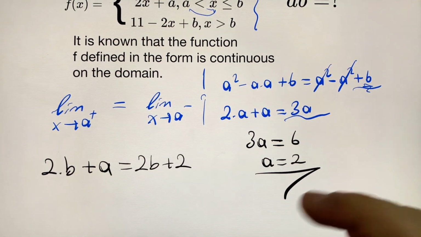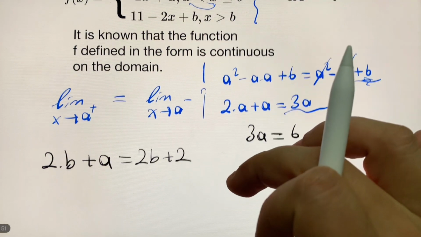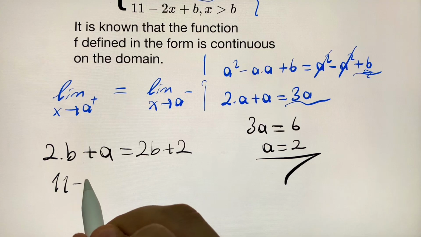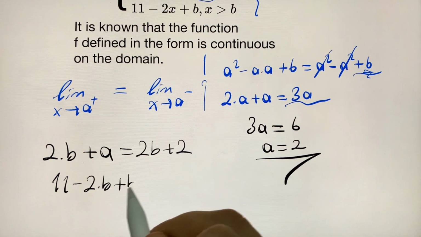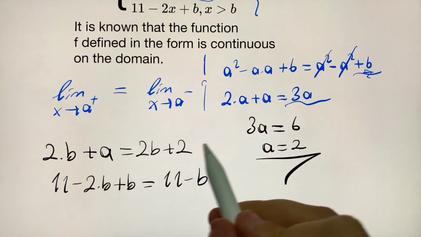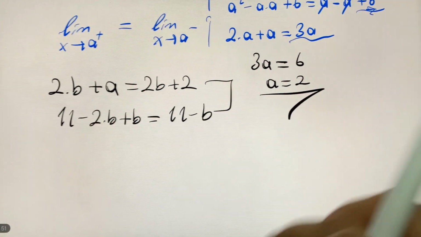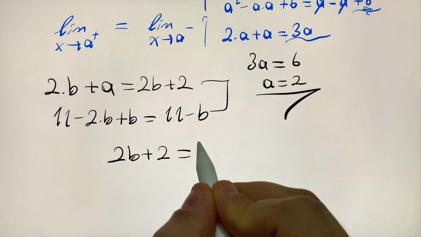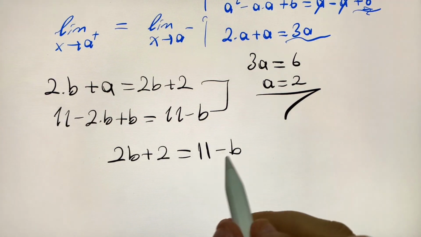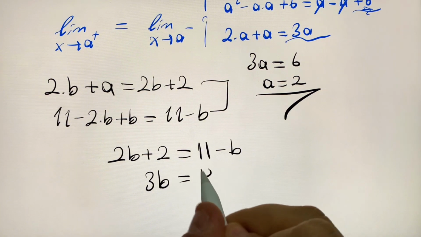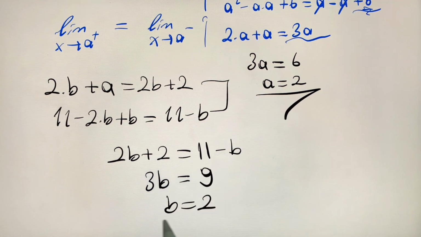When we approach from the left, that is, with numbers less than b, we get 2 times b plus 2. When we approach with numbers greater than b, 11, 2 times b plus b. If we edit a little, it will be 11 minus b. Again, what should these two expressions be? They must be equal to each other. 2 times b plus 2 equals 11 minus b. If I add a little, 3b is equal to 9, so b is 3.